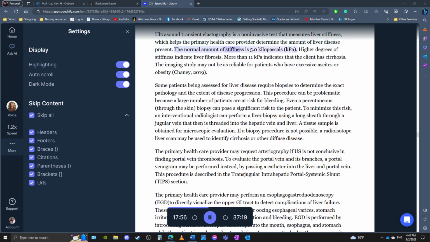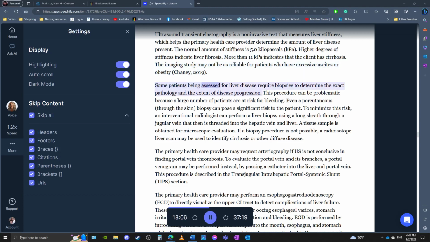The normal amount of stiffness is 5 kilopascals. Higher degrees of stiffness indicate liver fibrosis. More than 11 kilopascals indicates that the client has cirrhosis. The imaging study may not be as reliable for patients who have excessive ascites or obesity.